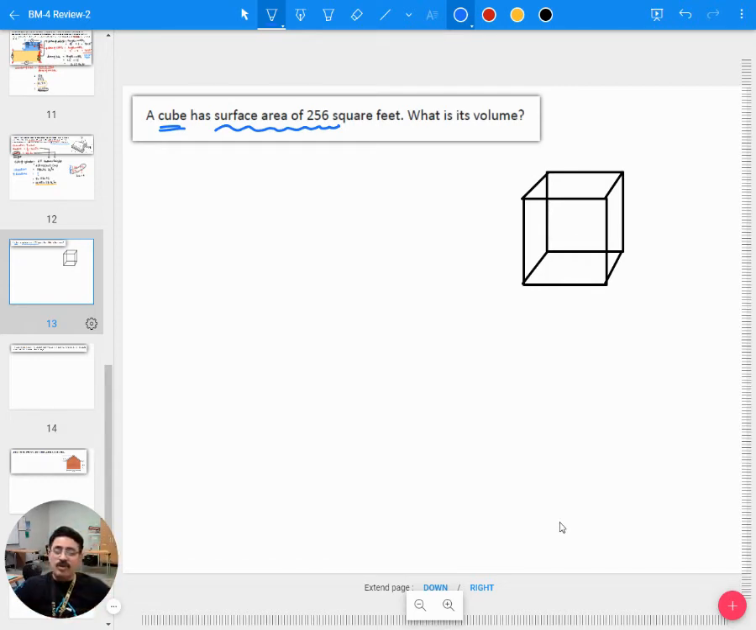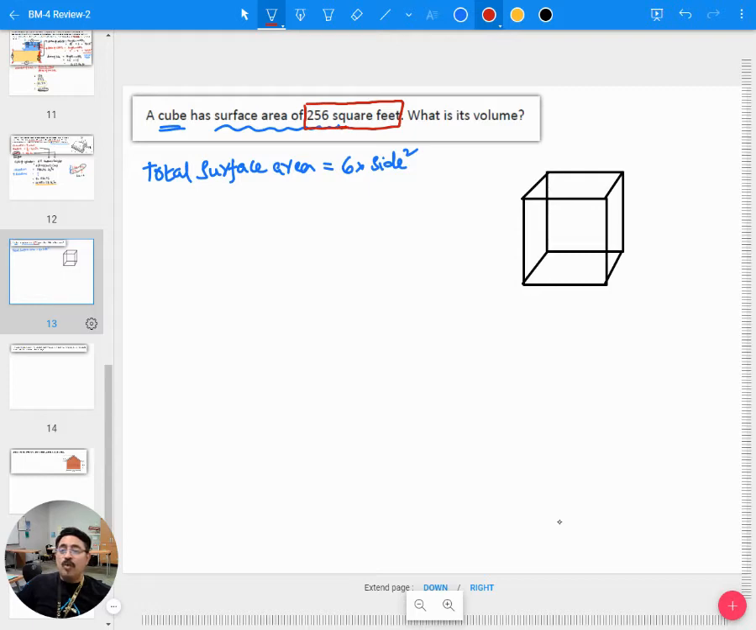What is the area of a square? You know that the area of a square equals side times side. You have seen that there are six faces, so what is the total surface area? Total surface area equals, there are six squares, each square has area side times side. Therefore, six faces, so it's going to be six times side squared. It is given that it is 256 square feet.